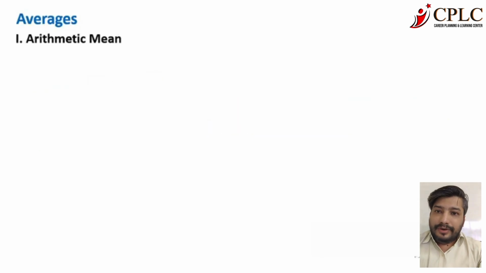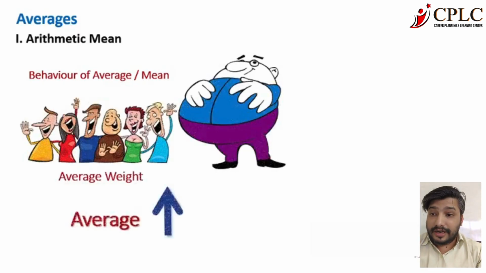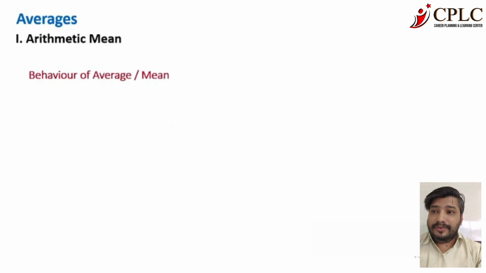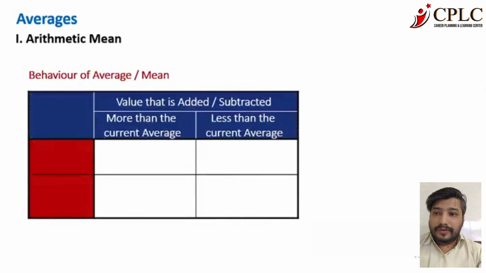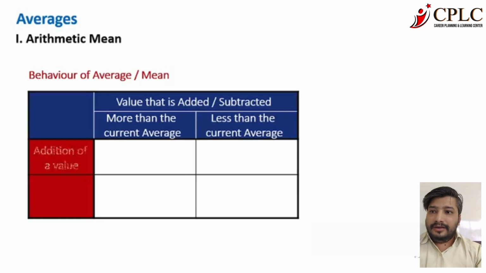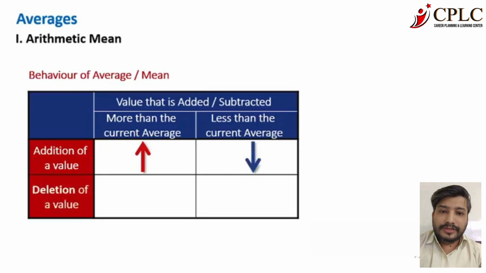Now after this, what we need to understand is how average behaves in certain scenarios. So there are 4 scenarios that we need to understand, and the scenarios are very, very simple. What we will try to do is connect that with questions that we solve eventually. So this table is very, very important. You'll see that there are 2 columns. One is more than the current average and one is less than the current average, and there are a couple of rows also, which is addition of a value and deletion of a value basically.